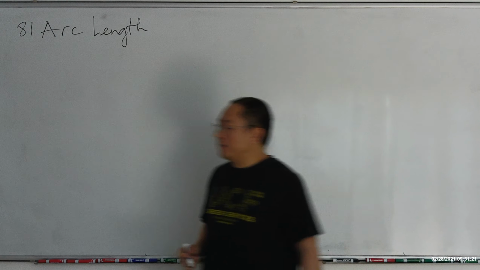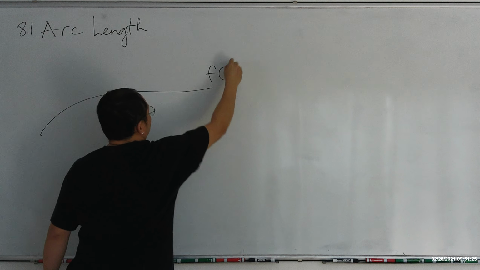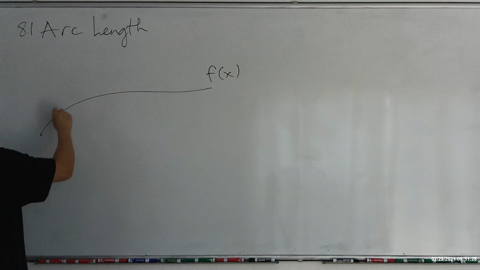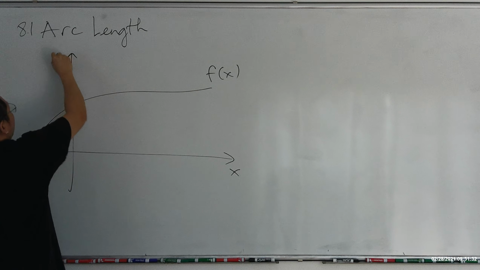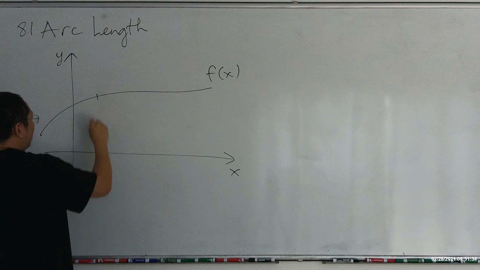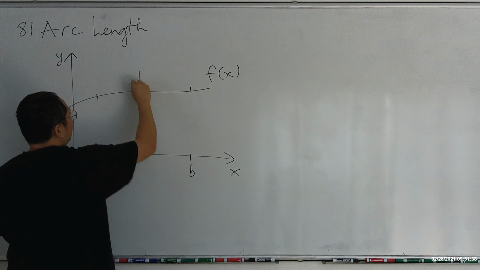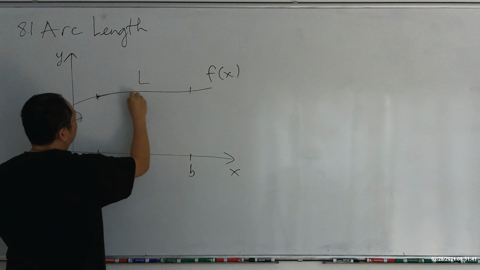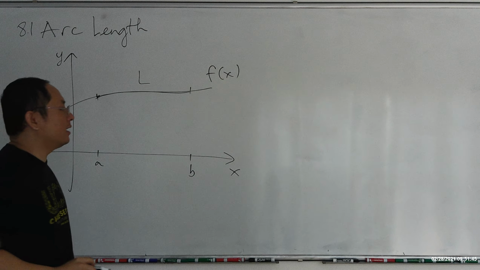Okay. So basically the idea is this: say you have a curve, it's a function f of x, right? And say, x-axis right here, y-axis right here, and I want to calculate the arc length running from A to B. This length right here, L, from here to here. Okay? It's the general idea in calculus.